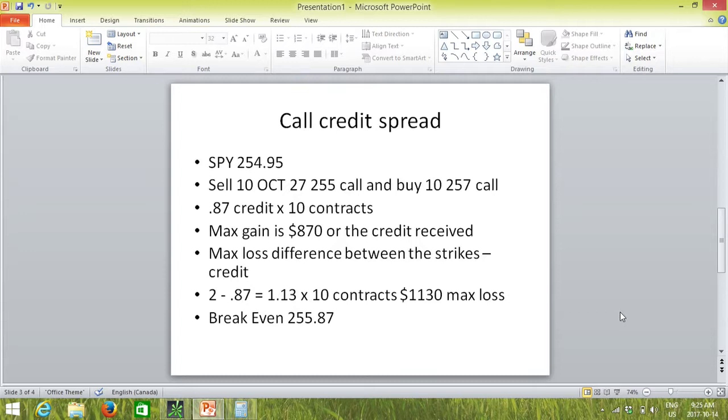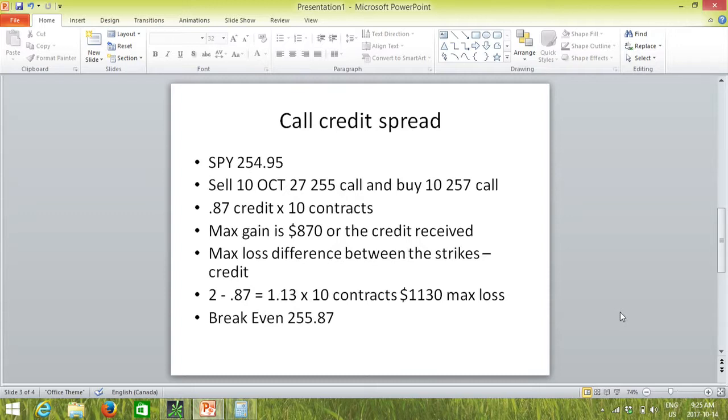Obviously, if the stock is at 256, then at that point you have to do something. If it finishes at 256, you basically buy back the call. You're going to lose 13 cents on that, or $130. So you can see you want it to be at 255 or below. If it's below the 255, you don't have to do anything. You've already gotten your premium. You don't care about the 257 call expiring, because you've got your premium.